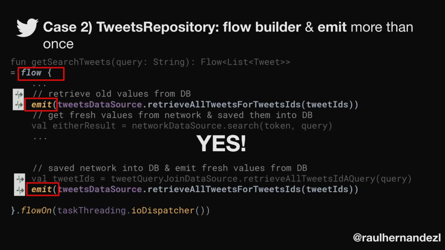So I'm going to do the flow builder here. I'm going to emit first the dirty values of the database. So I'm going to return those. And then after that, when I have everything refreshed from the next network request that I did, I can emit those values from the DB that are again updated. So I have two emissions, dirty values, new values, and this works because it's an open stream. So that is a perfectly valid case.